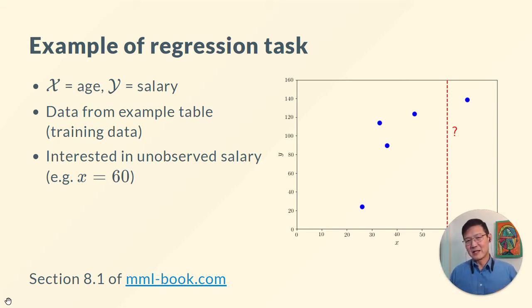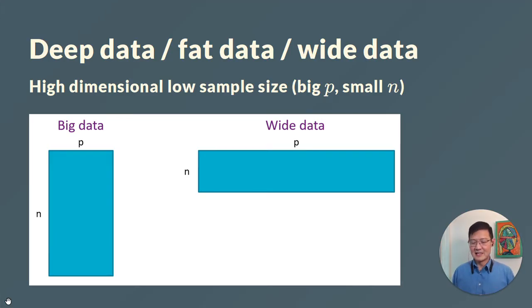The thing, though, is that very often, if we're trying to do this in genomics, we have this problem that we actually have too many features. This setting is known in statistics as high dimensional low sample size, often called the big P, small n. In this particular case, P is the number of features you have, and N is the number of examples that you have. You can think of this as deep data, fat data, or wide data, whichever.